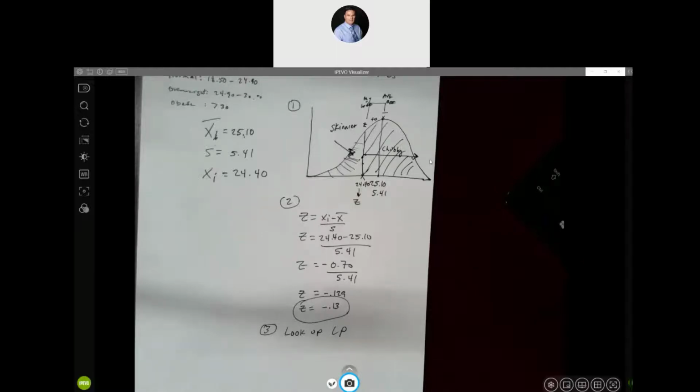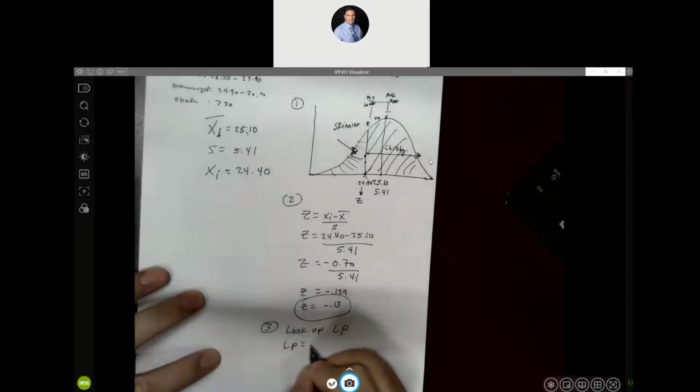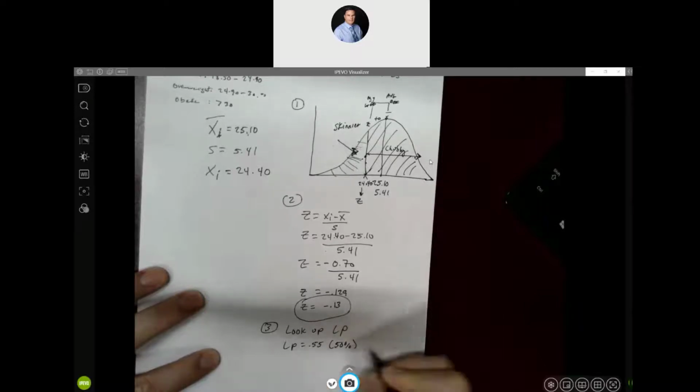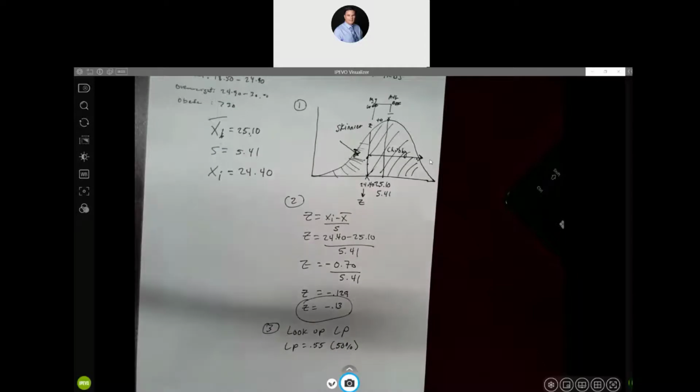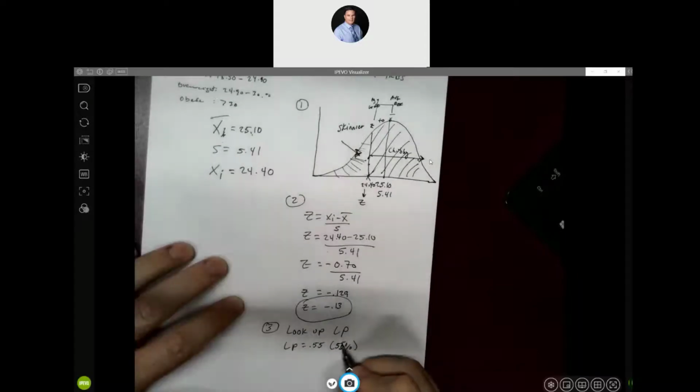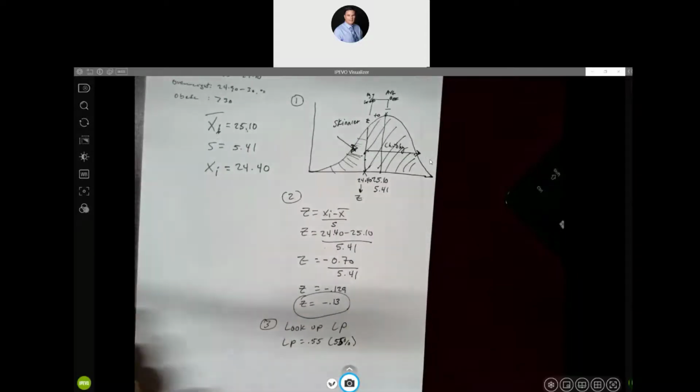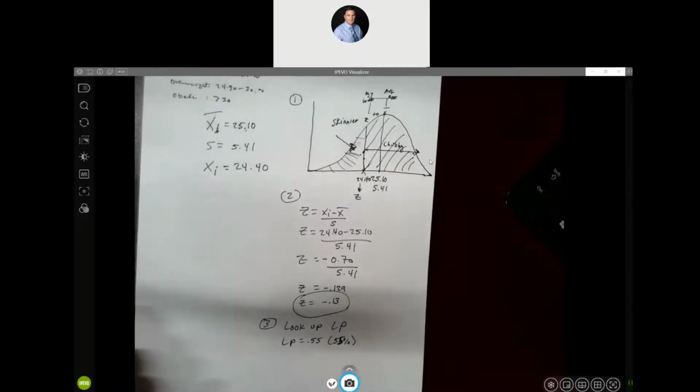And what you should see is 0.5517. We'll round that to 0.55. Another way of saying that it's 50% of the scores. Excuse me, 55% of the scores. Any questions how I found the larger portion? Any questions on why I'm looking for the larger portion?